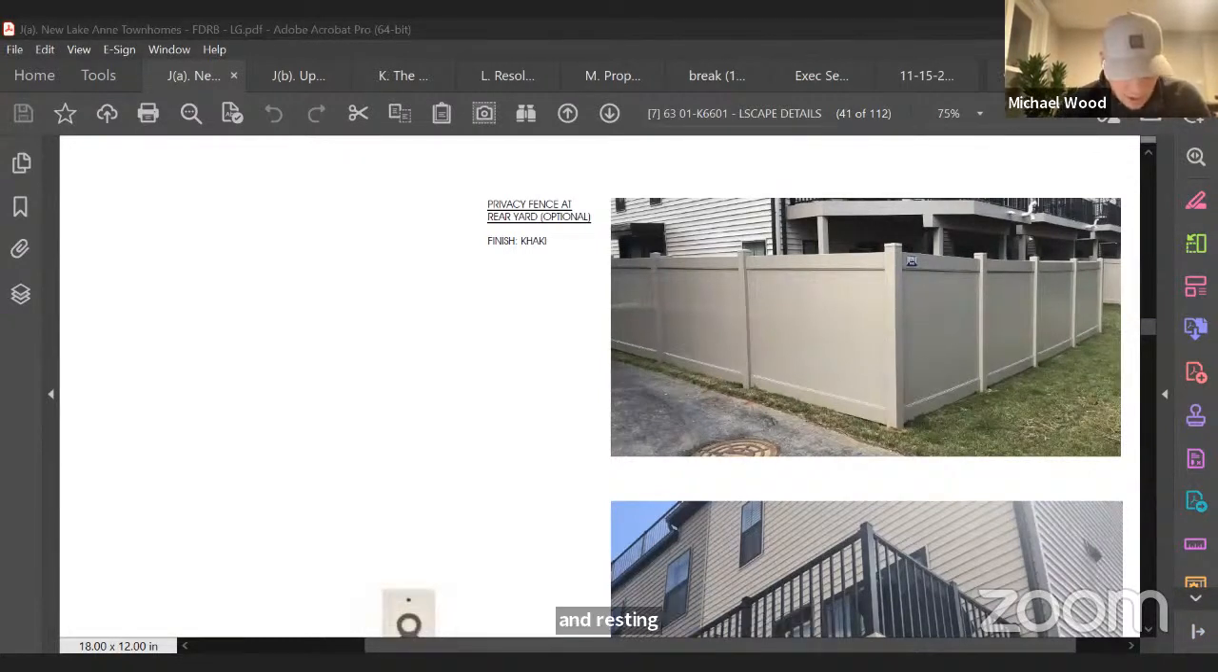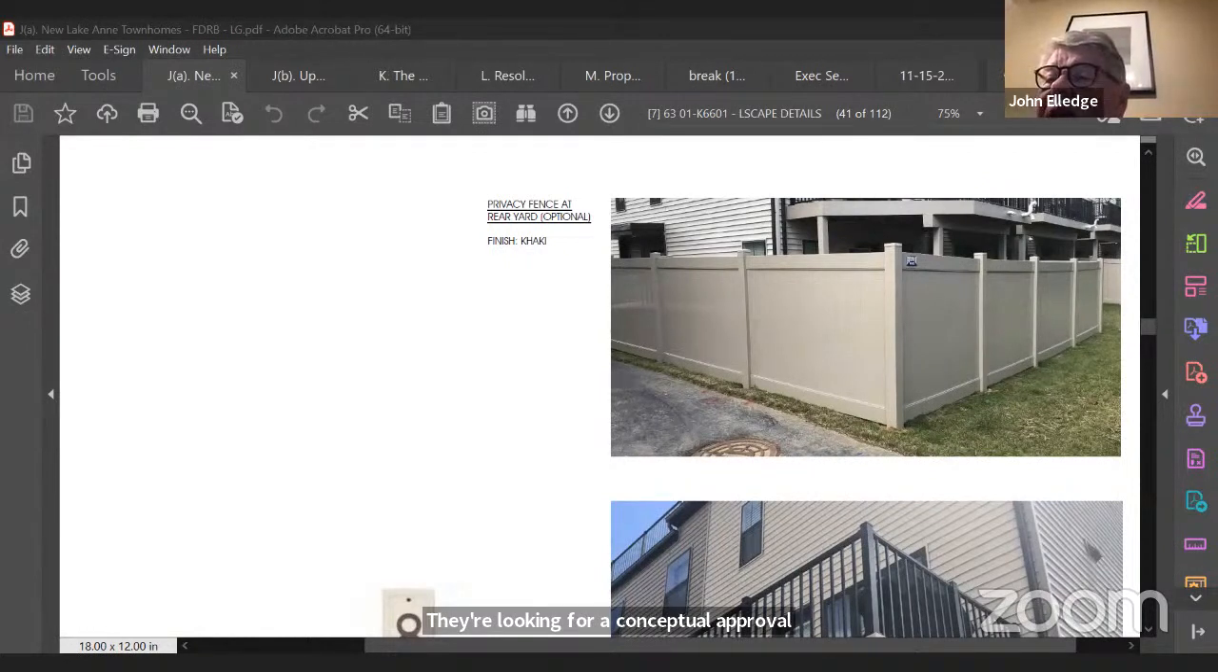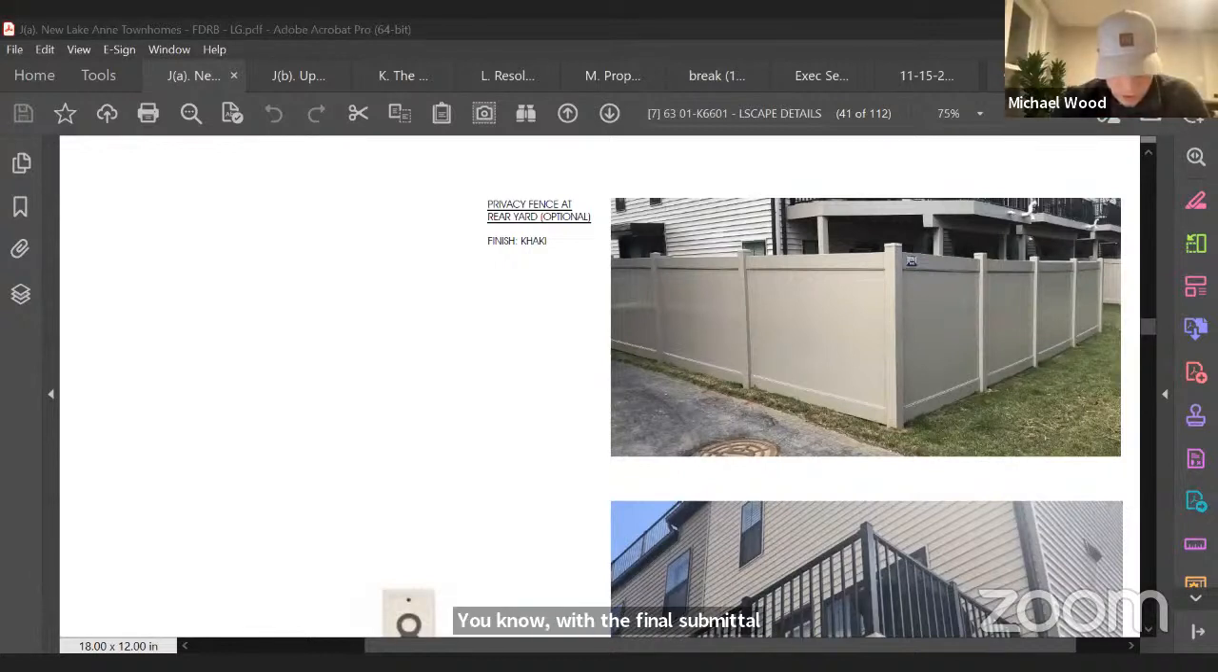Does anyone have any other comments? I want to make a motion, since they're looking for a conceptual approval. I'd like to make a motion that we accept the plans as submitted with refinements to the window details, but with the final submittal. Okay, there's a motion.